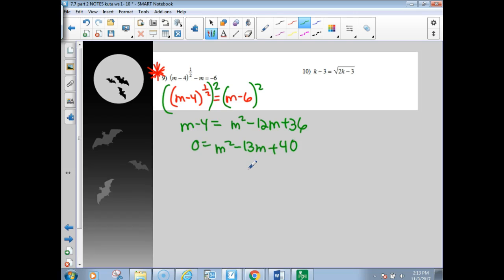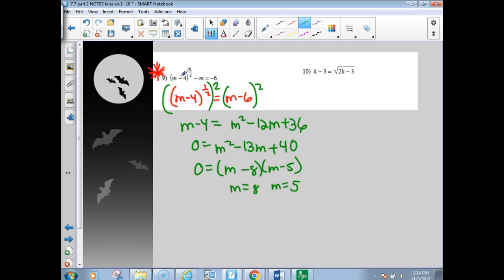Did I do that right? Yeah. The factors of 40 that will add up to 13 are 8 and 5. And it's both minus 8 and minus 5. So I get solutions of 8 and 5.